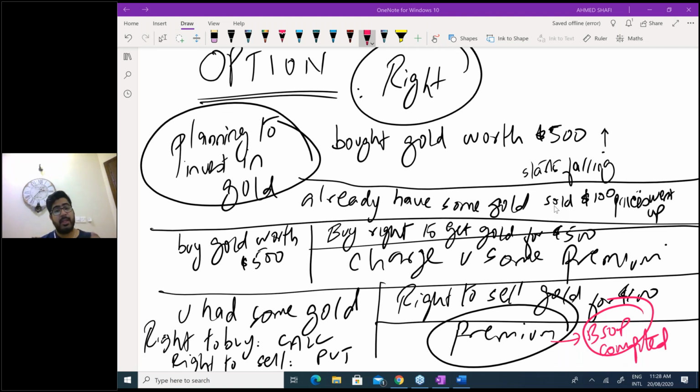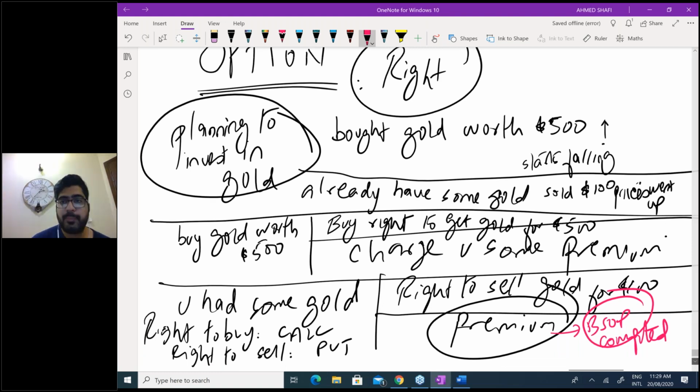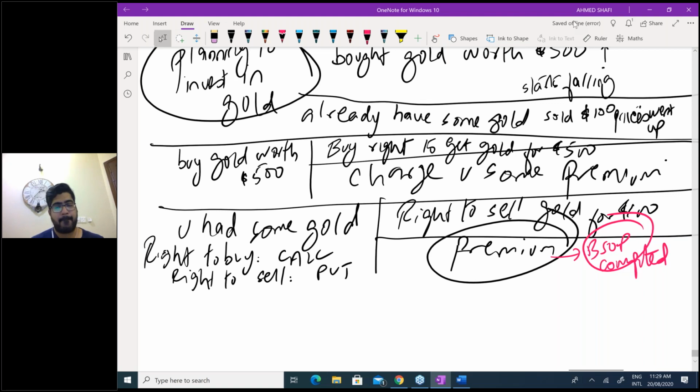Similarly, if you took a right to sell gold for $500 and prices went up, now the prices are 600, you can leave that right and sell it for 600. But if you took a right to sell for $500 and the prices went down, you should exercise that right so that you don't incur a loss. Okay. So the main purpose of BSOP, Black-Scholes option pricing theory, is to calculate the premium you need to pay to enter into an option.